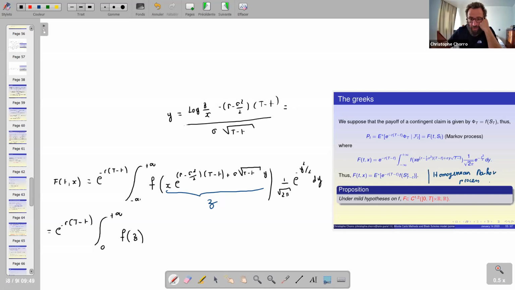something that I can write as, let's say, j of t, x, and z. So I can write it this way: 1 over the square root of 2 pi, exponential of minus j(t, x, z) square over 2, multiplied by a mapping here that is the derivative of this one, dz.